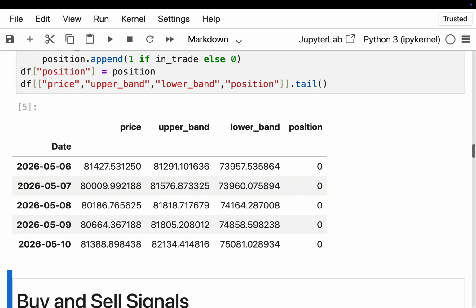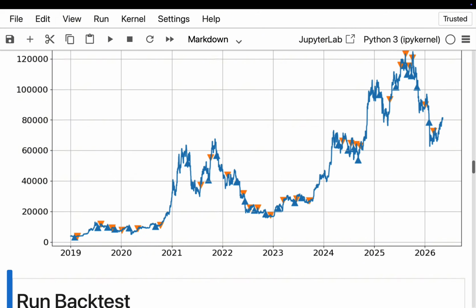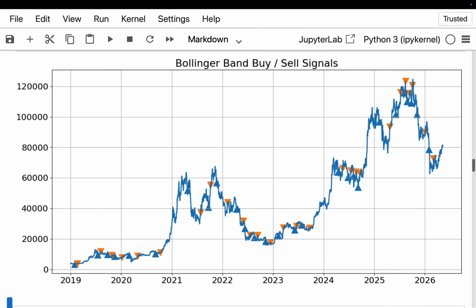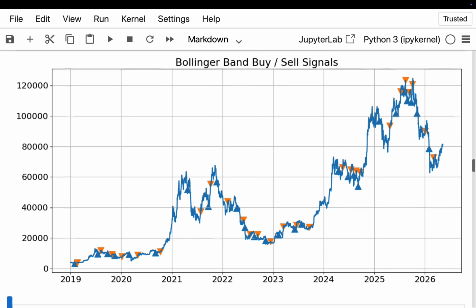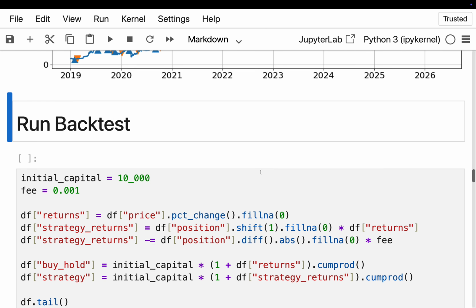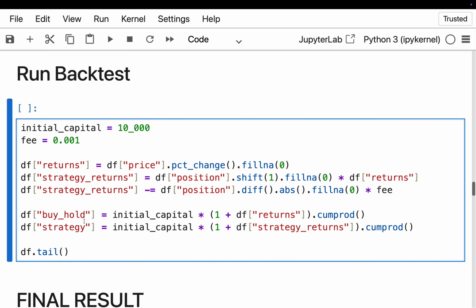And honestly, this strategy already feels slightly concerning because instead of following trends like MACD, Bollinger Bands constantly tries to fight momentum and bet on reversals, which is kind of like standing in front of a freight train because statistically it should slow down soon. So now it's time for the real test. We run the full backtest and compare the Bollinger Band strategy directly against simply buying and holding Bitcoin.